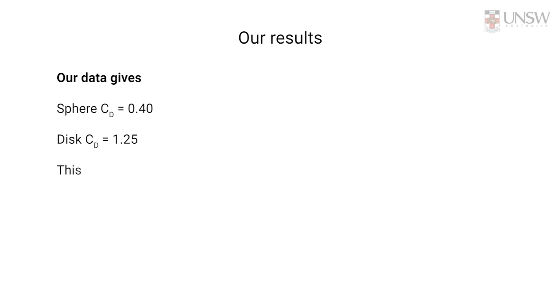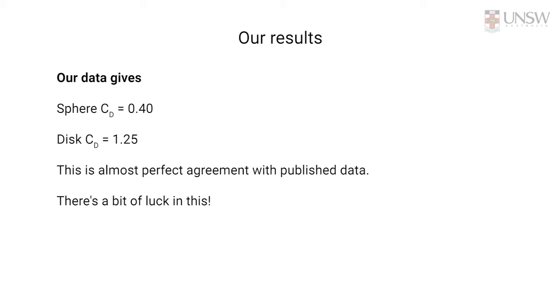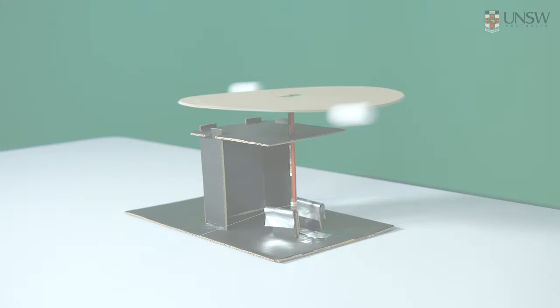Again, we won't go into detail, but our data gives us the following values for drag coefficient. For a sphere, 0.4. For the disk, 1.25. This is almost perfect agreement with published data. There's a bit of luck in this, but it's impressive, don't you think?